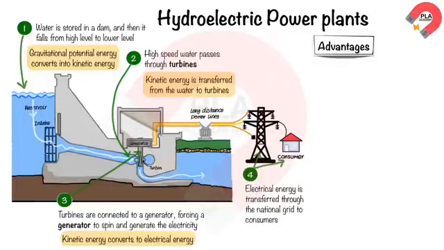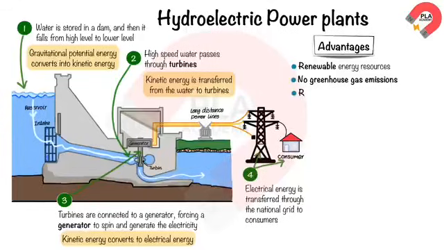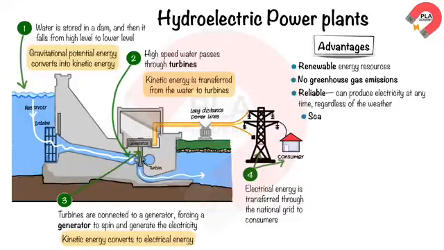Here are some of the advantages of hydroelectric power plants. Renewable energy resources. Hydroelectric power is an infinite resource that will never run out. No greenhouse gas emissions. Hydroelectric power plants do not produce greenhouse gases or other pollutants. Reliable. Hydroelectric power plants can produce electricity at any time, regardless of the weather, and a large amount of energy at short notice. Scalable. Hydroelectric power plants can be scaled up or down to meet changing energy demands.